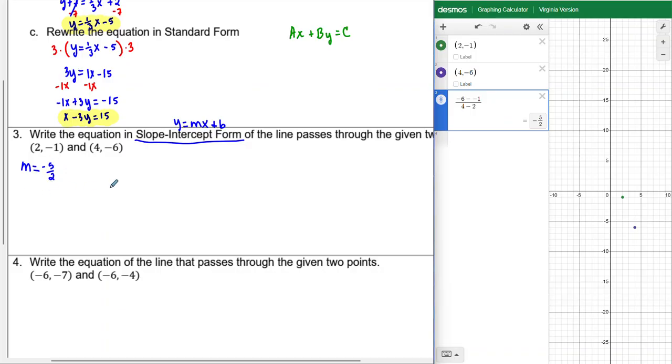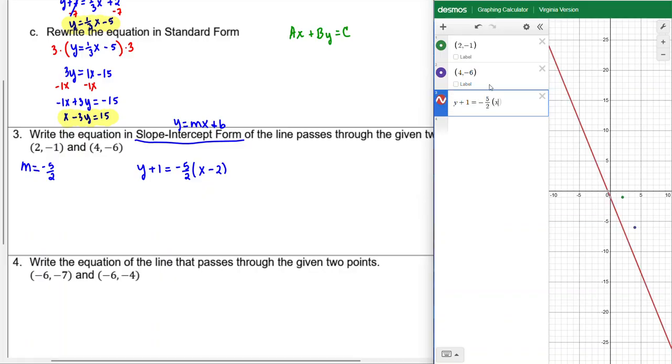All right, let's go ahead and put this in point slope form first. So y minus y1, so minus negative 1, so that's going to be positive 1, equals the slope, which is negative 5 over 2, we just found it, times x minus x1, which is positive 2. Let me go ahead and plug it in to see if it works. Hopefully I didn't make any mistakes. It looks good.